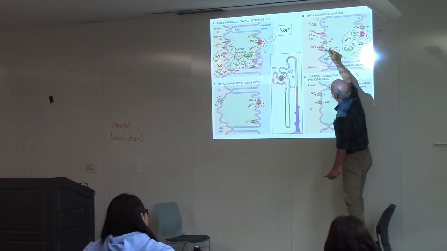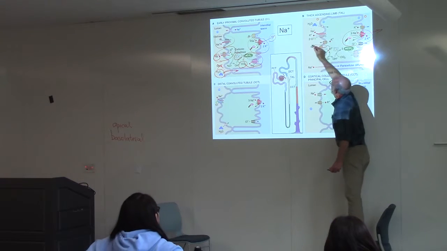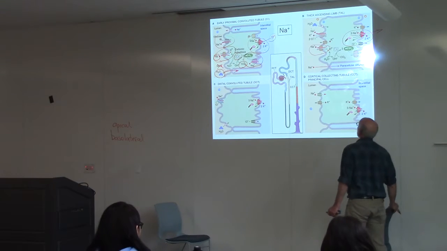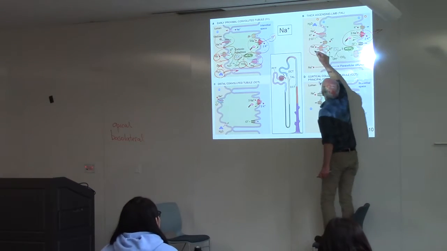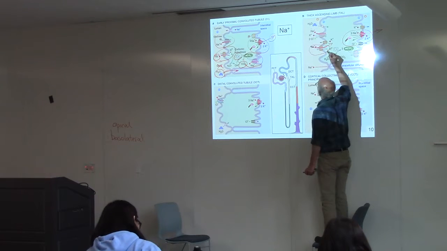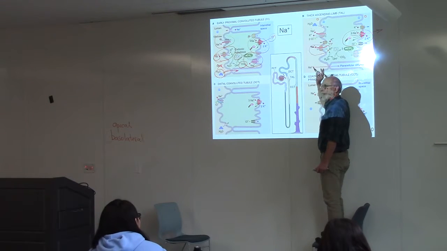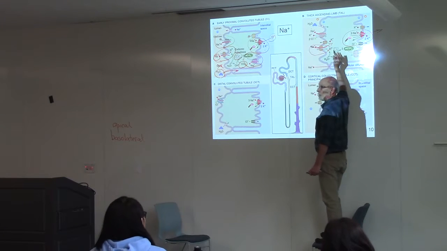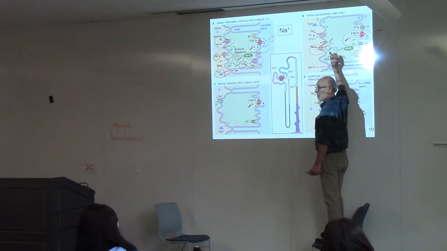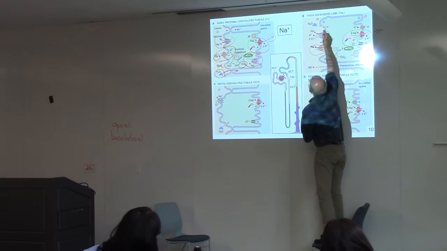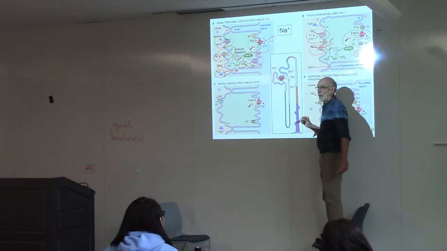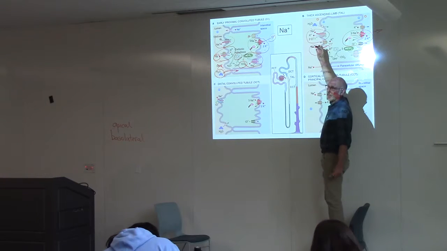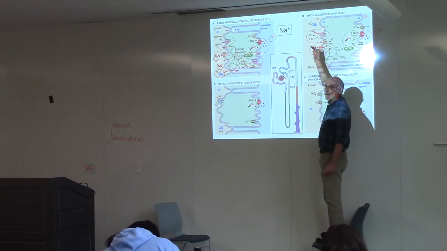We have the sodium proton exchanger, same one we saw in the proximal tubule. It's moving sodium into the cell. But here is a key difference between the proximal tubule and the ascending limb of the loop of Henle. This transporter in the apical membrane is expressed only in the apical membrane of the ascending limb.